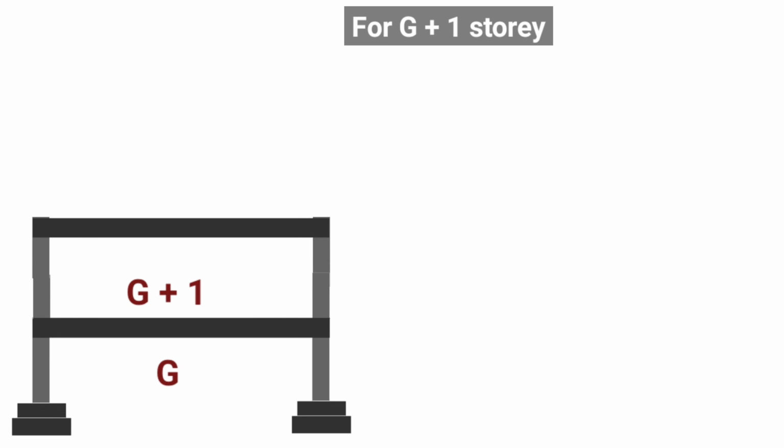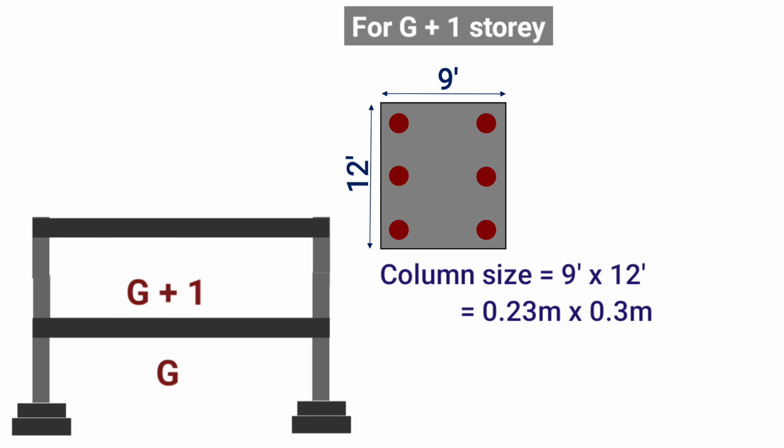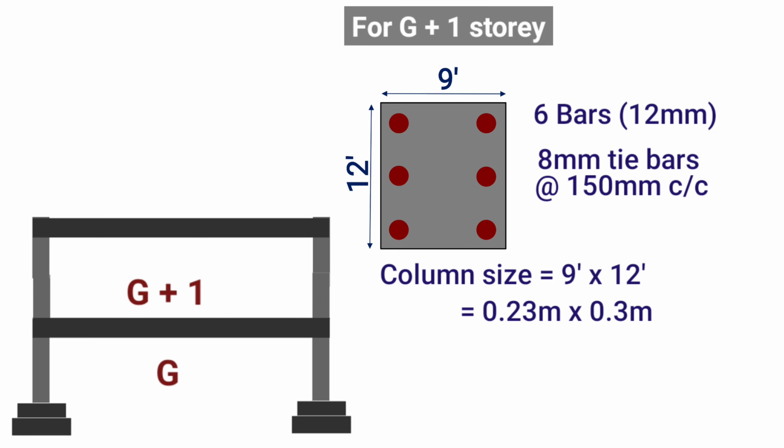For G+1 story, the column size should be taken as 9 inches into 12 inches or 0.23 meter into 0.3 meter. And we should provide a minimum of 6 number of steel bars of minimum dia 12 mm plus tie bars of size 8 mm spaced at 150 mm center to center.